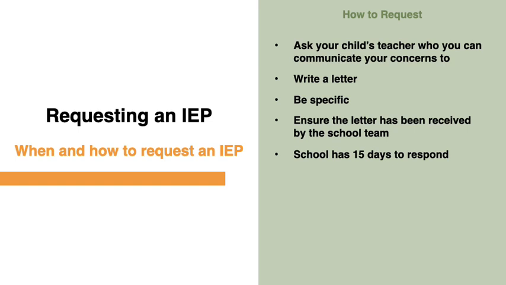If you do not hear from your school team within 15 days, you can follow up with your school team, again, indicating the date. So it may be helpful for you to take notes somewhere on your phone, in your calendar, of the date that you provided the letter to the school team. And again, it's 15 calendar days. So 15 days for the school team to provide you with an assessment plan.